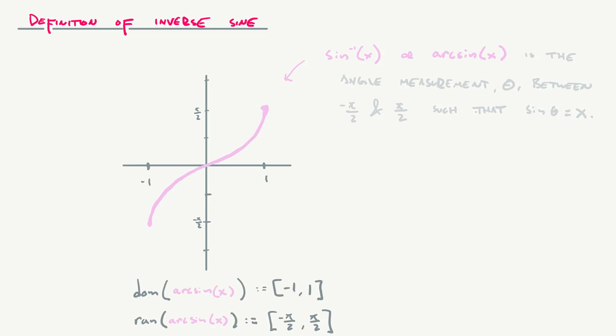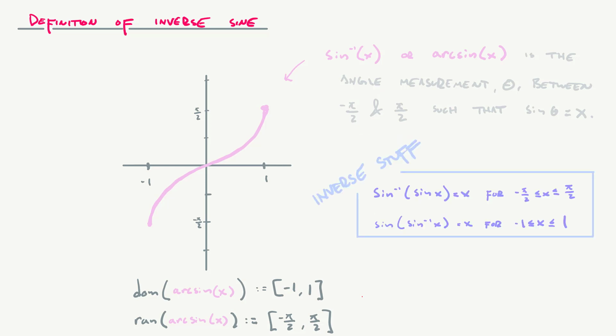So the domain of arc sine is negative 1 to 1. Since that was the range of the sine wave, it's now the domain of the inverse function. And then since we truncated the sine wave at negative pi over 2 to pi over 2, that was our domain of sine, now it's the range of arc sine, because inverse functions have flipped inputs and outputs. Okay?